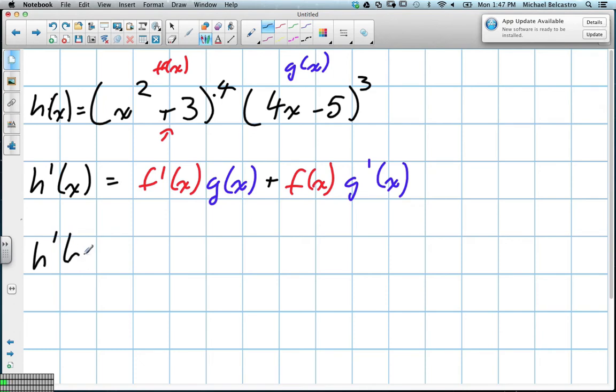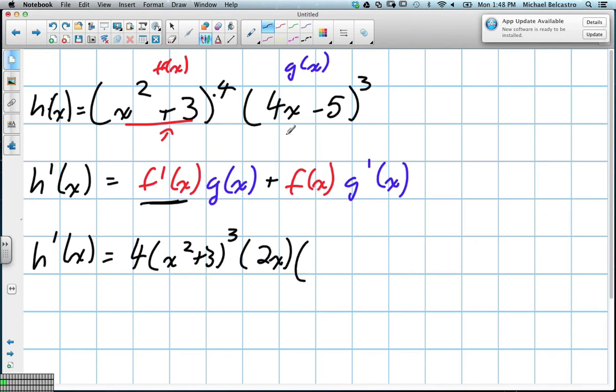So h prime x is equal to, derivative of this becomes 4. We keep the original, 2x plus 3 cubed. And because it's a chain rule, I have to derive what's inside also. So what's inside of this, the derivative of that becomes 2x. Okay? That's only our f prime x. Then we have to multiply by g at x, which leaves this value here, 4x minus 5 cubed. So that whole part here is relatively long.